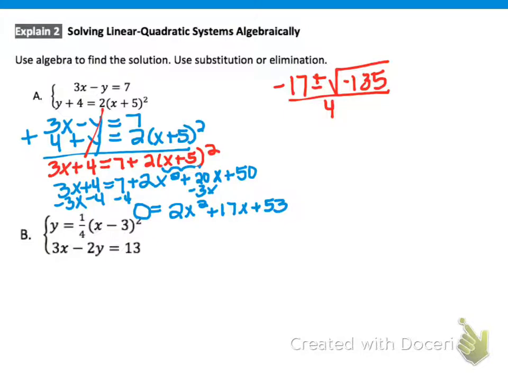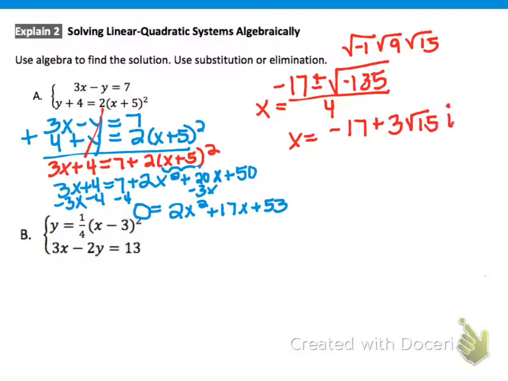So let's see if there's a biggest perfect square that's in 135. Let's see, 9 goes in there 15 times. So I could rewrite this as the square root of negative 1, the square root of 9, and the square root of 15. So my x is going to be equal to, there's 2 of them, negative 17 plus 3 square root of 15i over 4 and minus. So that's really, oops, I should say this plus or minus. It's easier to just write it as 1. Plus or minus.